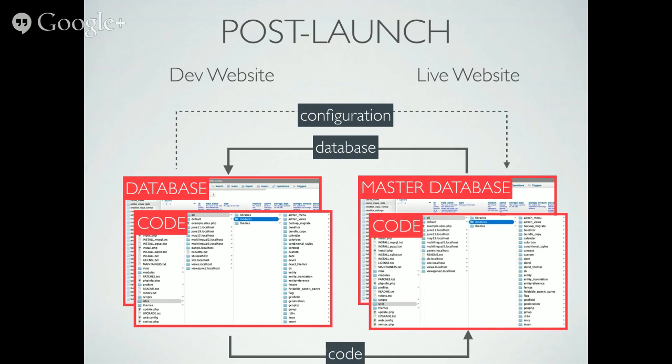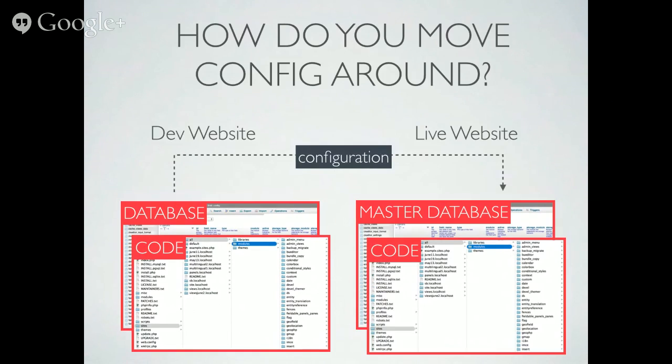But with configuration, it kind of goes against the flow. It's something that you want to work on your development website, and then when it's ready, move it over to your live website. So that dotted line there for configuration, that's something that Drupal core doesn't give us a way to do. We don't have a way in Drupal core to just take the configuration out of the database and move it over to a different database. So this is really the problem that we're facing here: how do you move configuration around? How do you transfer the configuration to the live website when it's ready?